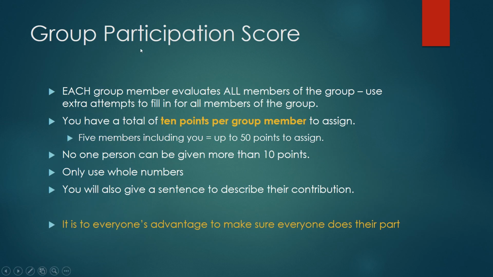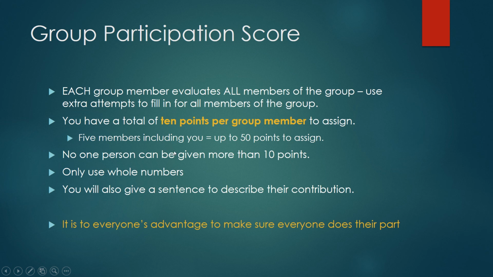All right. So in the end, each group member is going to evaluate all of the other members of the group, including yourself. I would like you to use the extra attempts on that quiz to fill it in for all of your members. I think on the quiz there's only space for 4, and most of your groups have more than 4 people. So use the second attempt to finish the other 1 or 2 people in your group. You have a total of 10 points per group member to assign. So if your group has 5 members, including you, then that would be up to 50 points to assign. Each person could have up to 10. You may not give any person more than 10 points. Even if they do an amazing job, they just get 10 points. You can only use whole numbers.